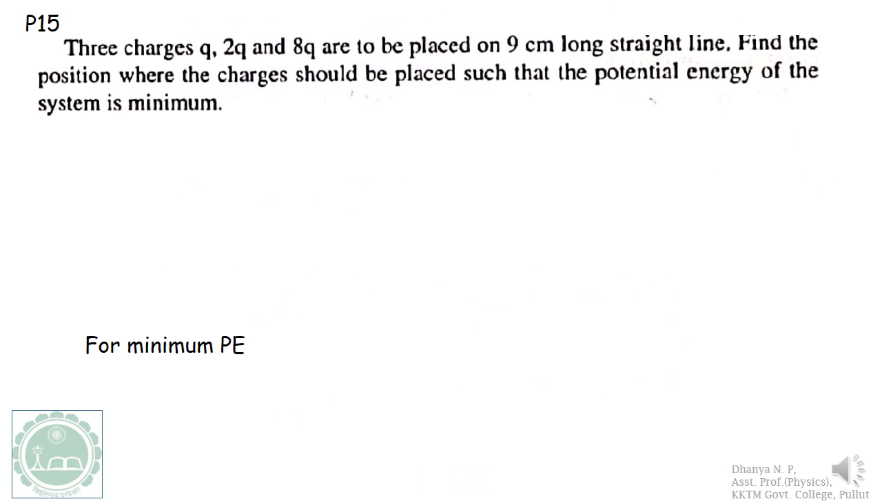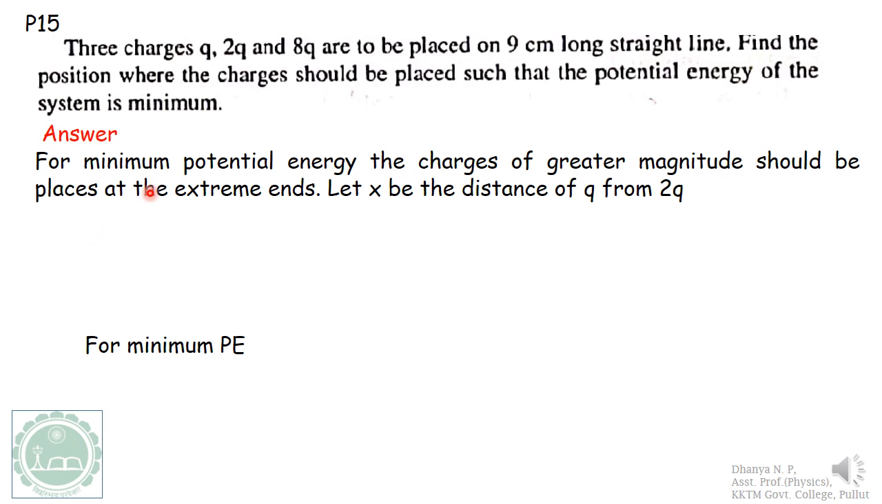Okay. Next problem: 3 charges Q, 2Q and 8Q are to be placed on a 9 centimeter long straight line. Find the position where the charges should be placed such that the potential energy of the system is minimum. For the minimum potential energy, charges of greater magnitude should be placed at the extreme ends. It is placed in a straight line. That is, the greater magnitudes, 2Q and 8Q, must be placed at the extreme ends.